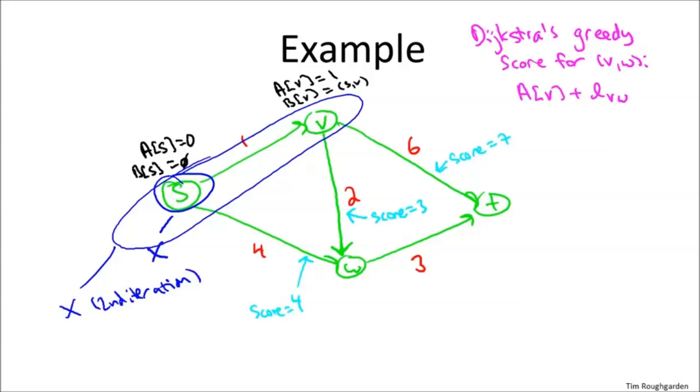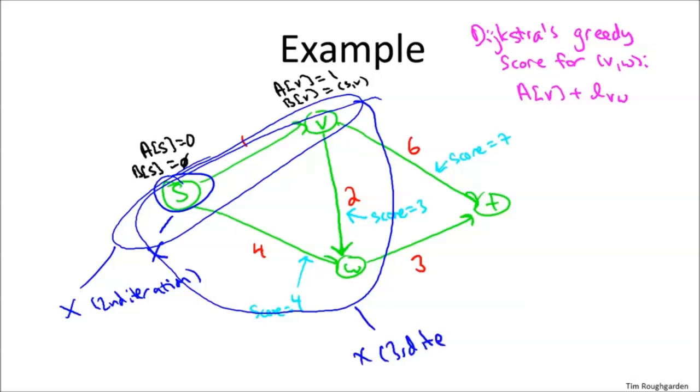Since the edge V, W has the smallest score, that's the one that guides how we supplement X and how we compute the shortest path distance and the shortest path for the newly acquired vertex W. So the changes are, first of all, we enlarge X. So X is now everything but T. And then how do we compute things for W? Well, our entry in the A array is just going to be Dijkstra's greedy score from the previous iteration. So that was 1 plus 2, which is equal to 3.